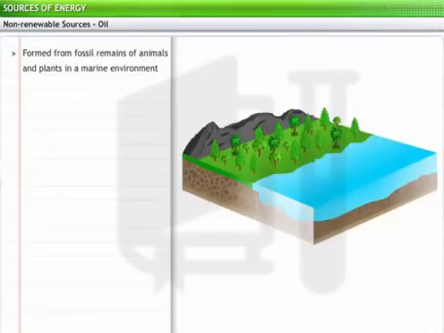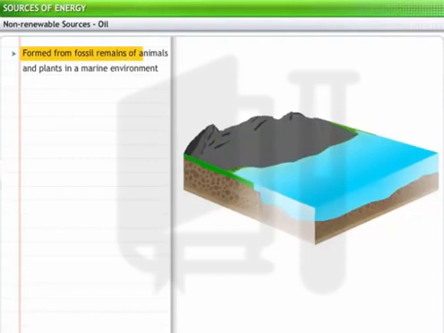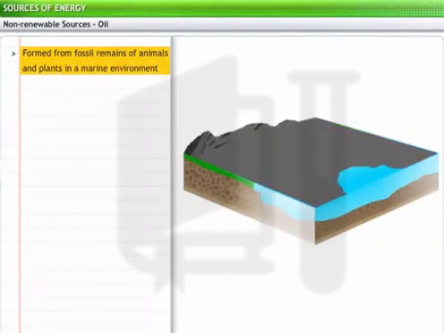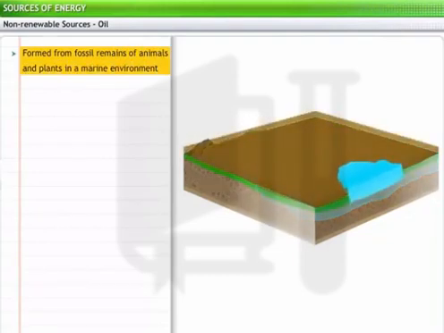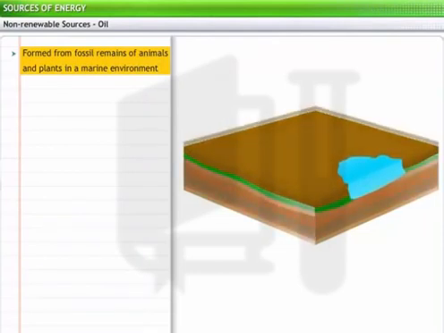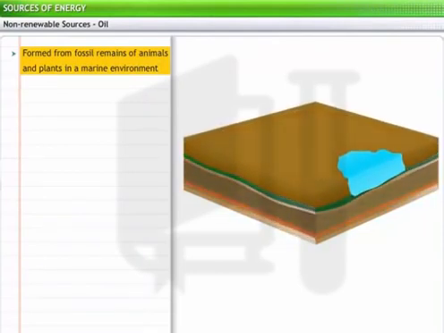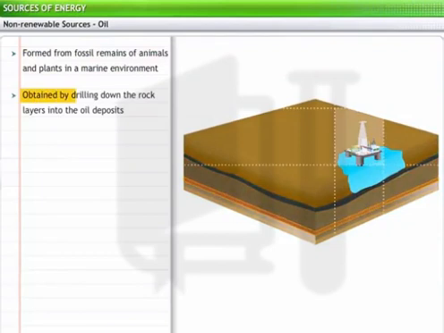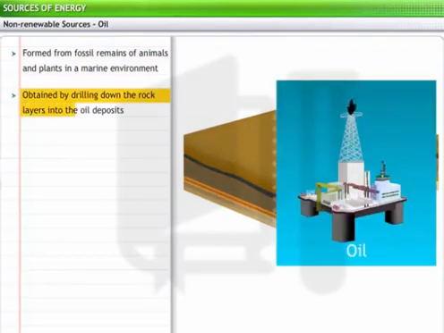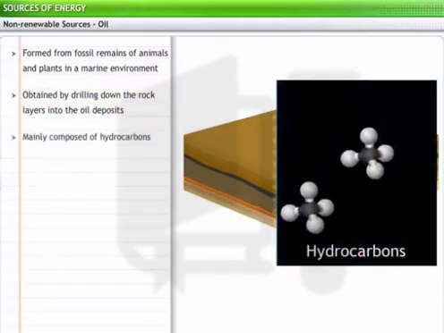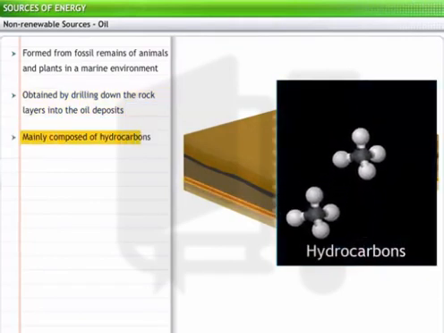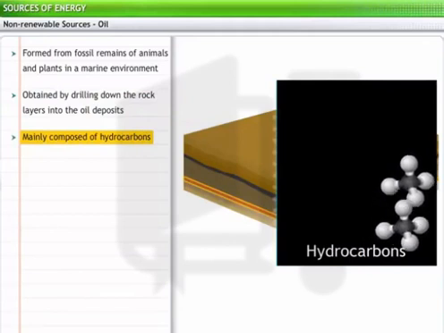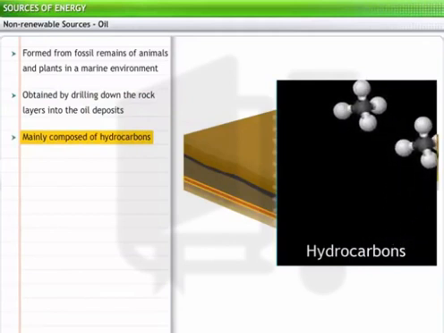Oil is formed from the fossil remains of animals and plants in a marine environment. These fossil remains turned into crude oil due to heat and pressure from the rocky layers above. We obtain oil by drilling down to the sources containing oil deposits. Crude oil is mainly composed of hydrocarbons that are a varying combination of carbon and hydrogen.